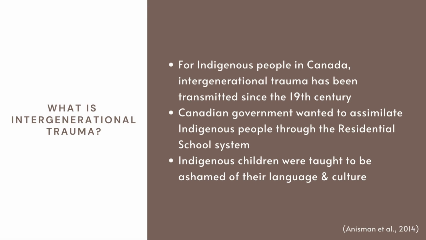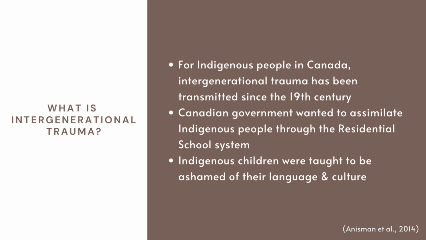For Indigenous people in Canada, intergenerational trauma has been passed down to subsequent generations since the 19th century, when the Canadian government enacted policies to assimilate Indigenous people who were considered uncivilized and savages. A key mechanism the government used for assimilation was the residential school system, in which 150,000 Indigenous children attended.